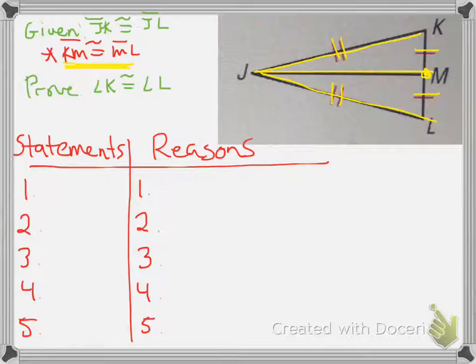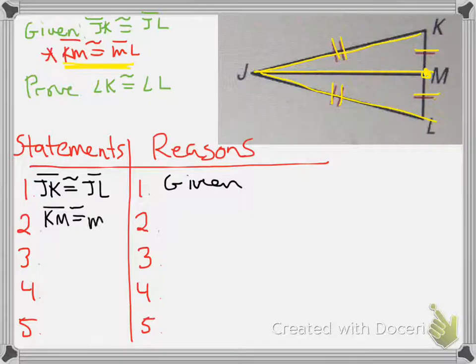So let's get into our proof here. Let's write in our first given that JK is congruent to JL, and we know that because it is given. Alright, and we also know that KM is congruent to ML. And that also is given. Alright, so at this point, what does it look like we're going to use to prove that these two triangles, JKM and JLM, are congruent?